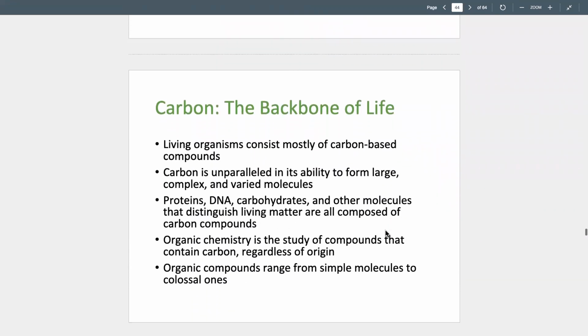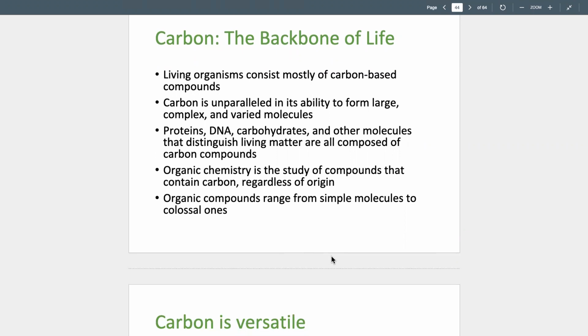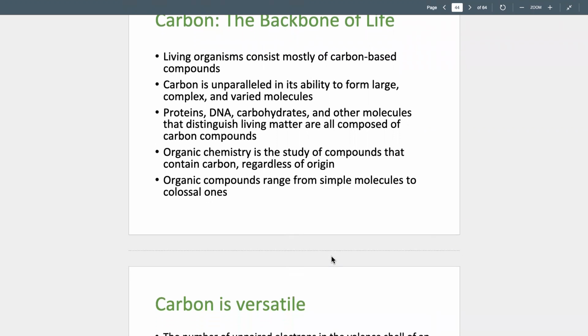So let's talk about carbon a little bit. Carbon is the backbone of life, and living organisms are going to consist mostly of carbon-based compounds. Carbon is unparalleled in its ability to form large, complex, and varied molecules. Proteins, DNA, carbohydrates, and other molecules that distinguish living matter are all composed of carbon. Organic chemistry is the study of compounds that contain carbon regardless of origin. And so organic compounds are going to range from simple to very, very large compounds.